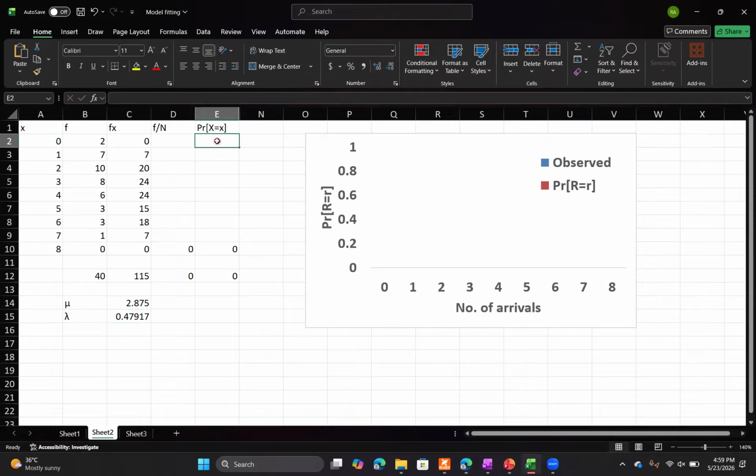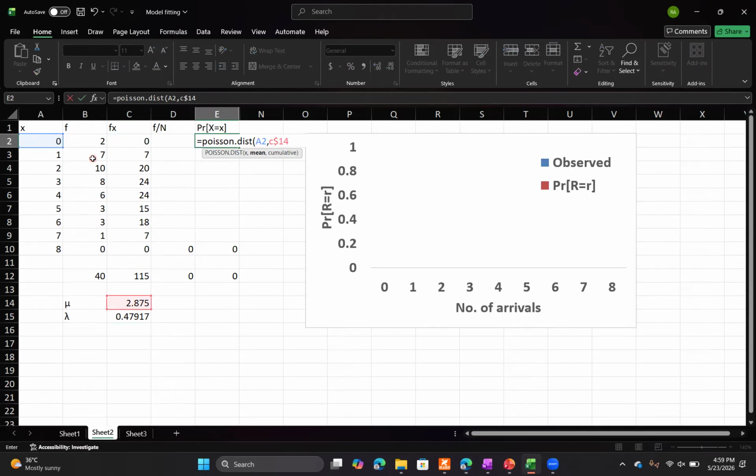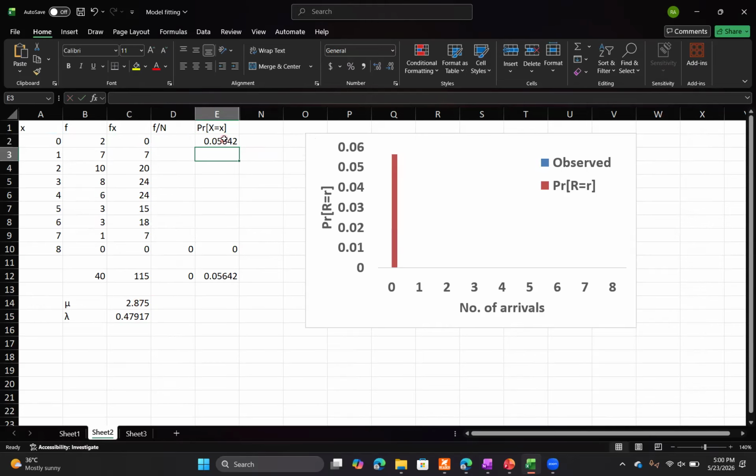If I would like to generate the estimates of probabilities, in Microsoft Excel, I can use the Poisson distribution function, and I have to have the variable value and the mean value. I can pick it from C$14 so that it remains fixed. And I'm looking for the individual probabilities, so the probability mass function, and that's it.